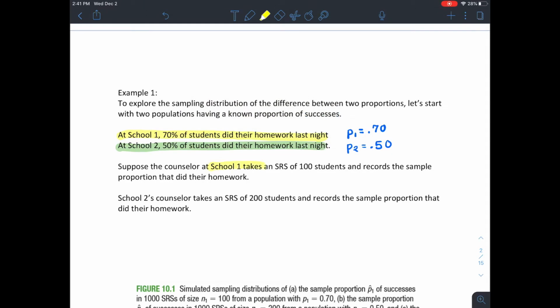Now it says, let's suppose that the counselor at school 1 takes an SRS of 100 students and records the sample proportion out of that 100 who did their homework, which may not be exactly 70% if we're just taking one simple random sample of 100 students. For school 2, their counselor is going to do the same thing, except they're going to take a sample size of 200 students. Remember, the sample sizes don't have to be the same for each of the populations.